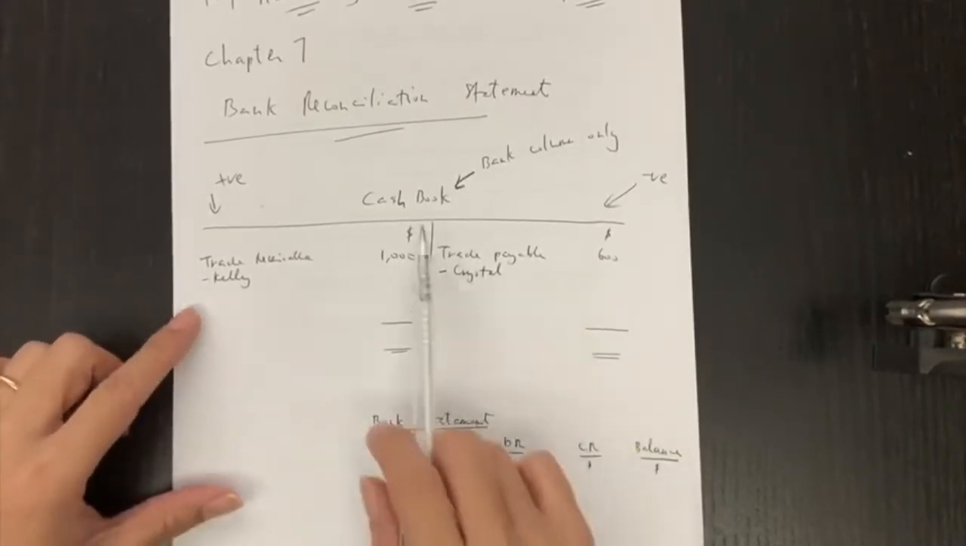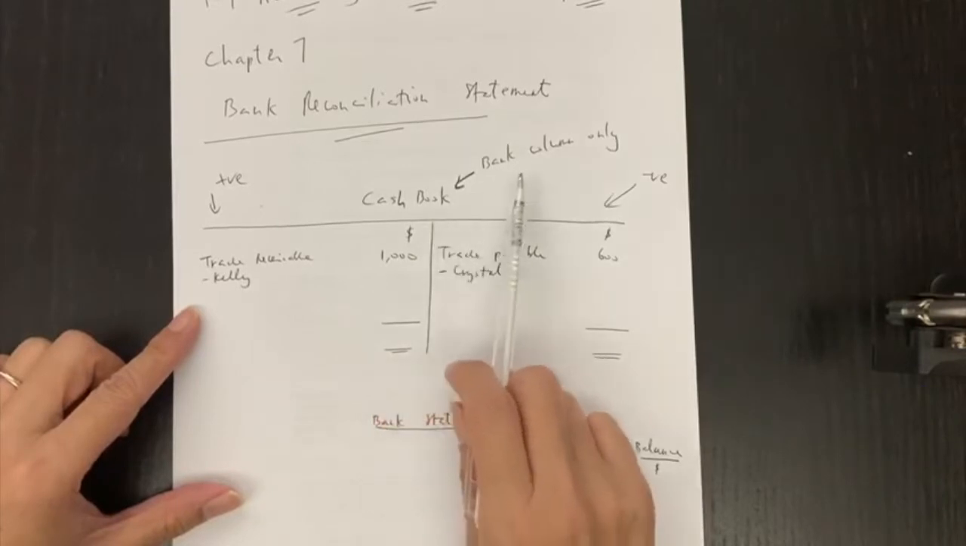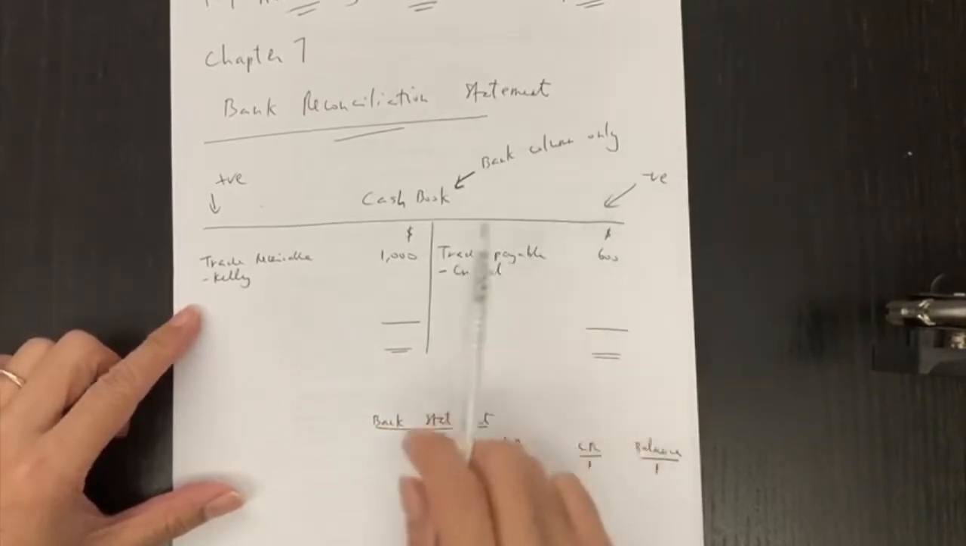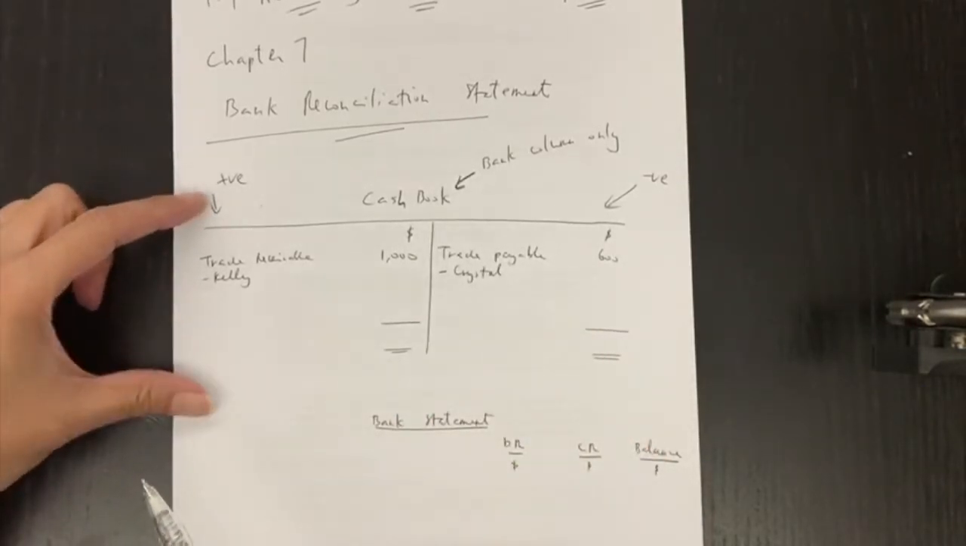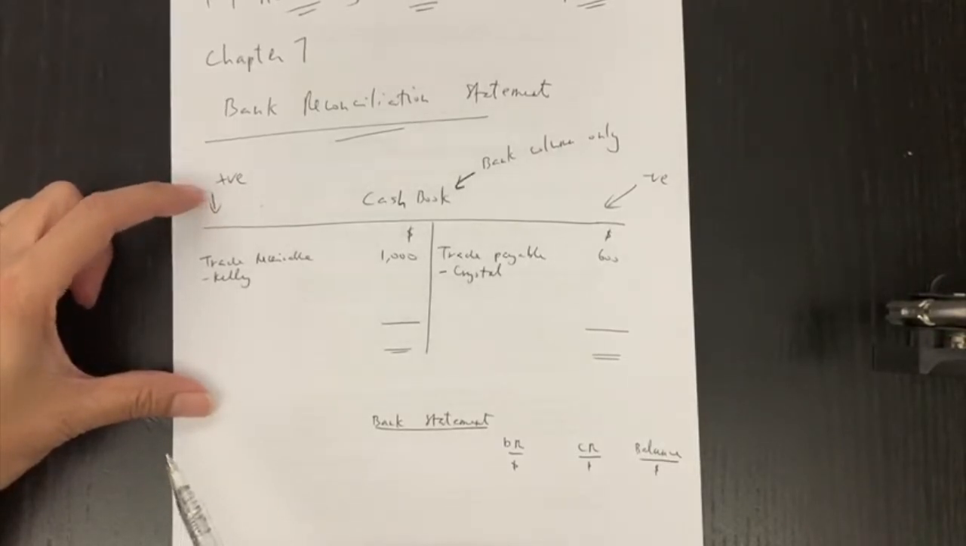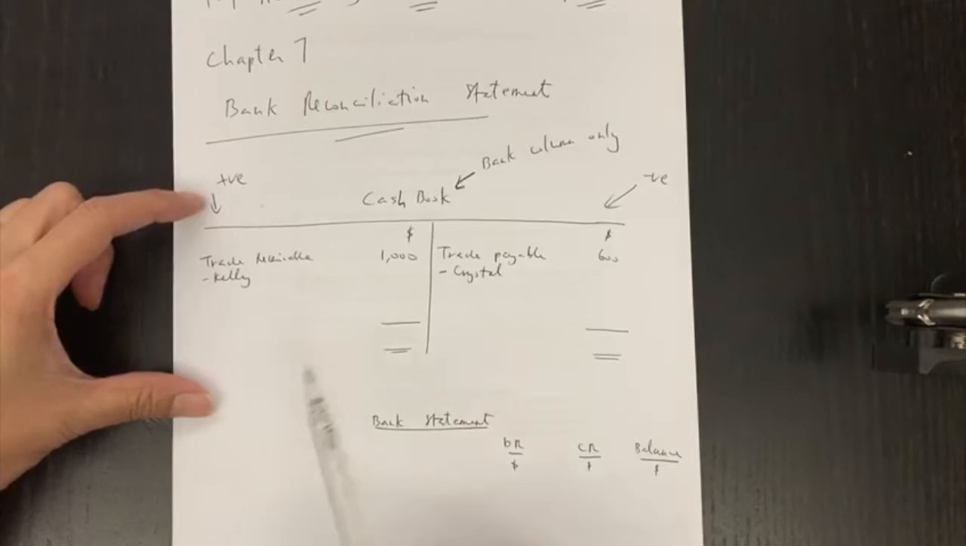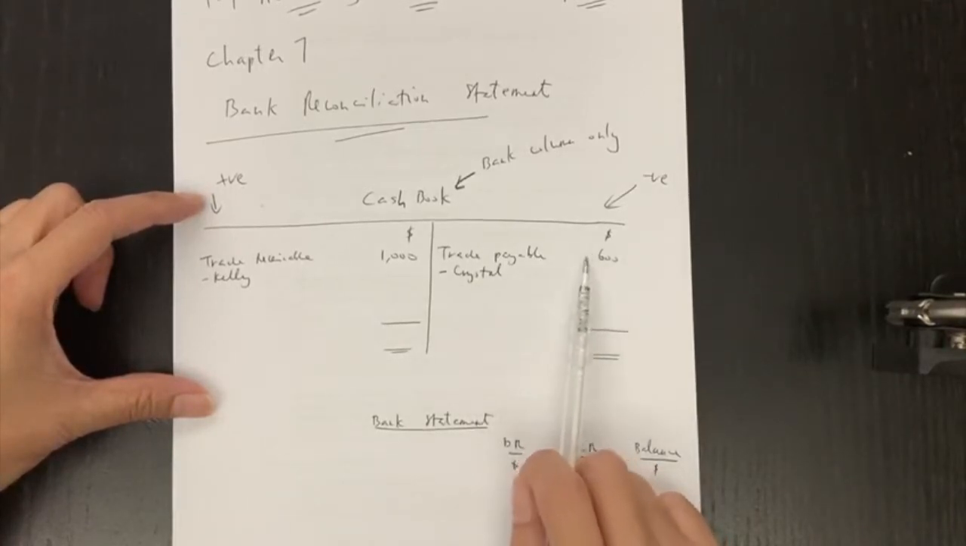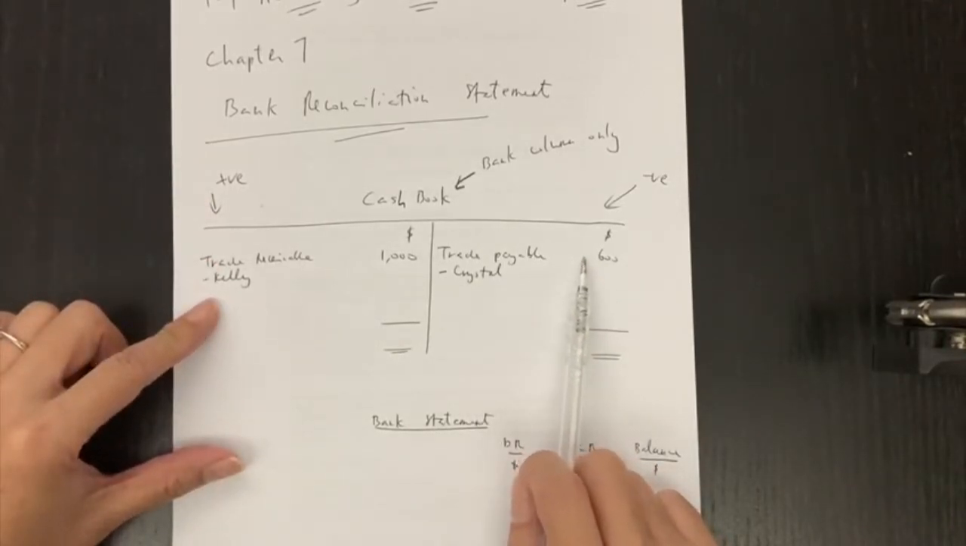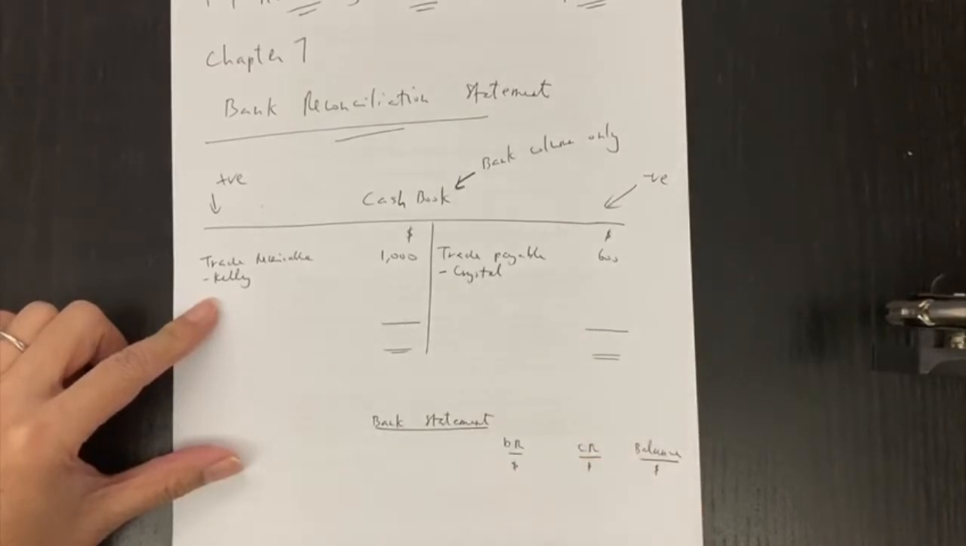We only look at the bank column, and the debit side is positive, which means we have a check received. Whenever we have a check received, we debit the bank column of the cash book, and if we have a check paid, we credit the cash book, which is the bank column.